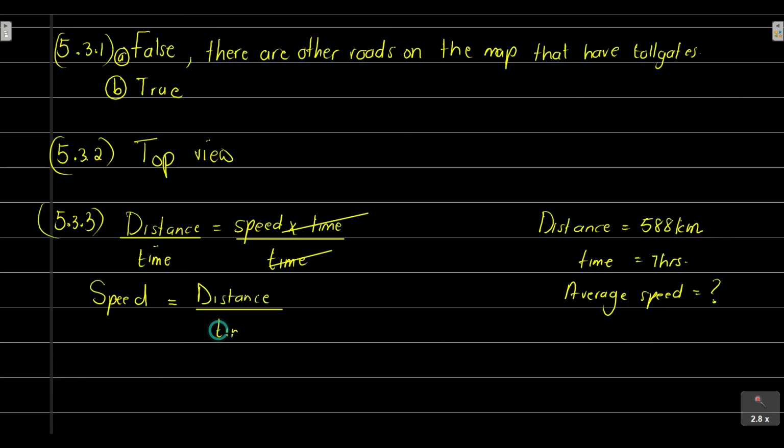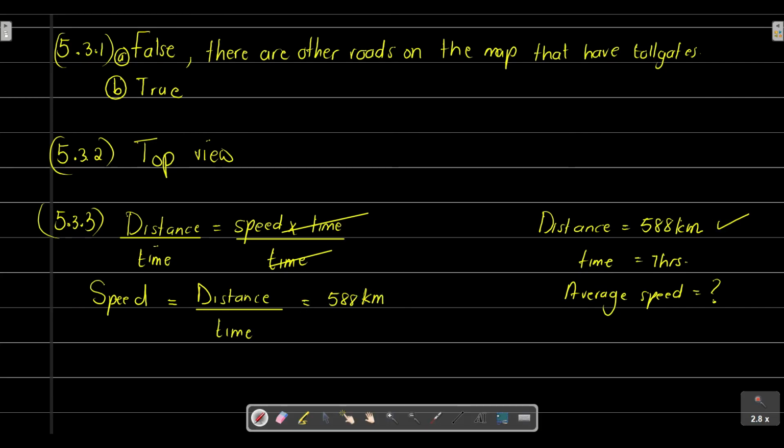We are just going to substitute the values. What is the distance? 588 kilometers. Write the units. What is the time? 7 hours. Write the units. If you take your calculator, 588 kilometers divided by 7 hours, what is the average speed? The average speed is 84 kilometers per hour. So it means that on average, this Land Rover is traveling at a speed of 84 kilometers per hour.